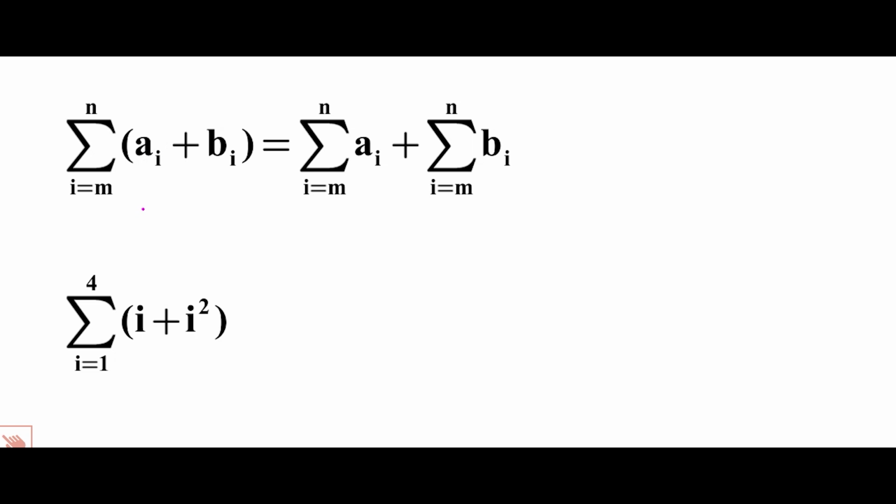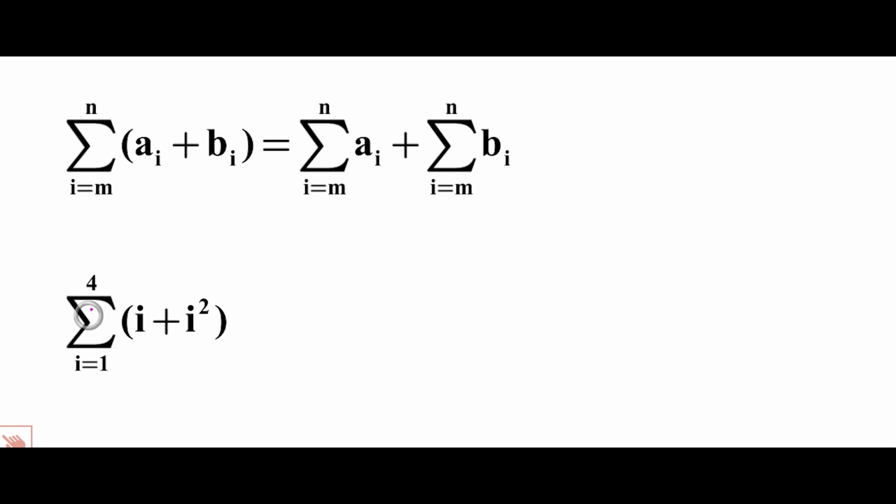Sigma notation has several important properties. Property 1, the sum of two expressions. For any expression a_i plus b_i, we have the sum of (a_i plus b_i) from i equals m to n equals the sum of a_i from i equals m to n plus the sum of b_i from i equals m to n. This means that we can separate the summation of a sum into two separate summations.